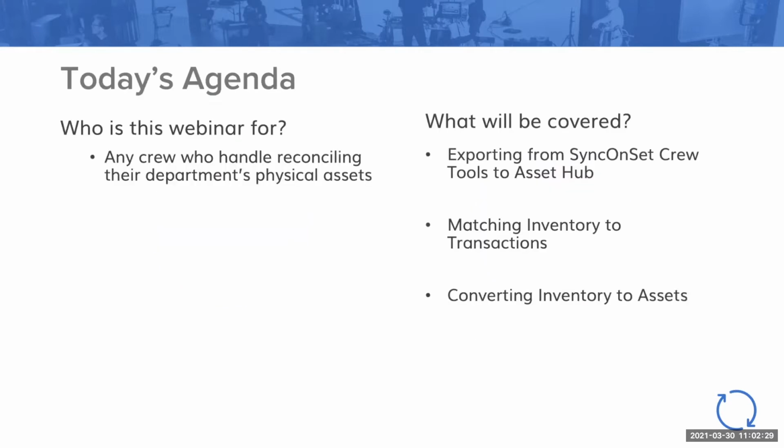Now let's take a quick look at what we are going to cover in today's webinar. Today's webinar is designed for any crew who handle reconciling their department's physical assets. And today we are going to cover exporting inventory from Sync on Set Crew Tools into AssetHub. This will include matching transactions and converting inventory into assets. And as always, we'll leave you with some best practices to help you with your AssetHub efficiencies.